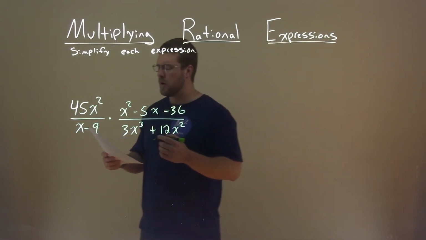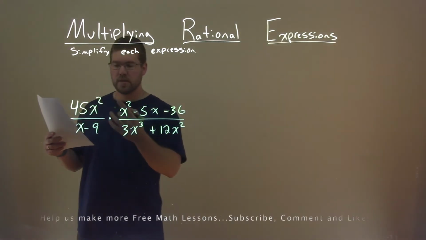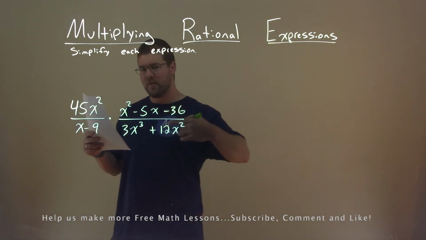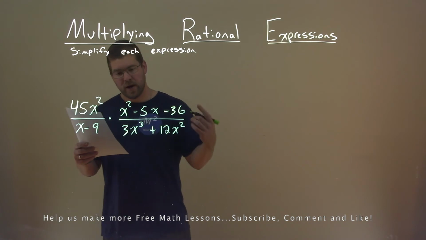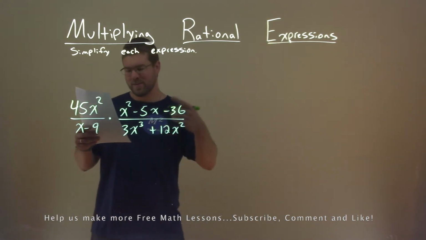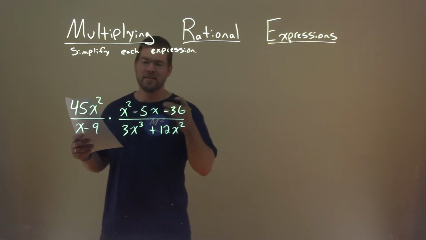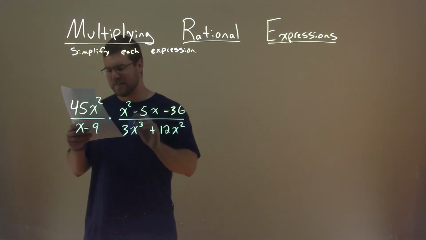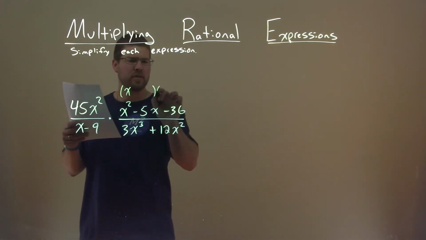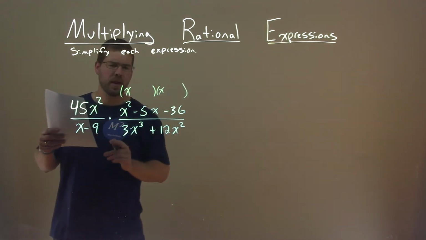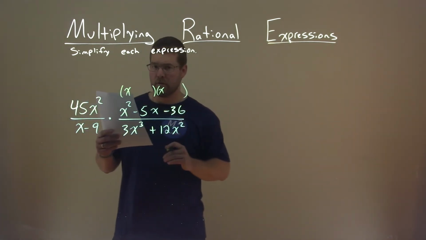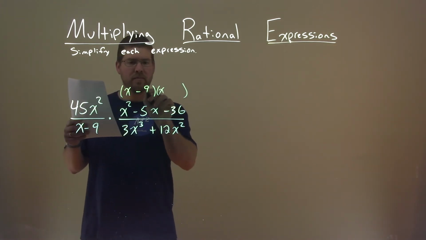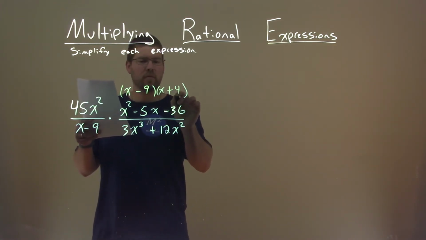We're given this problem right here. 45x squared divided by x minus 9 times x squared minus 5x minus 36 divided by 3x to the third plus 12x squared. And we need to simplify this expression. Well, this numerator right here, I can see factors fairly easily. So we set up our form, and what two numbers multiply to be negative 36, but add to be a negative 5? That's a negative 9 and a positive 4.